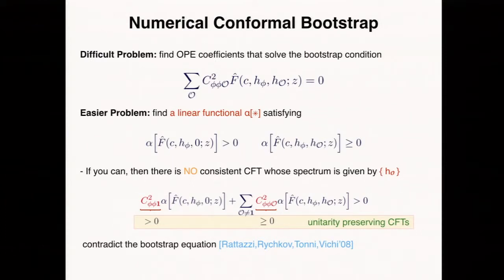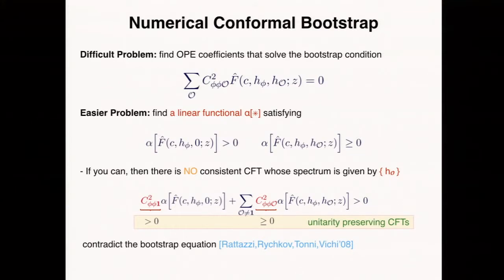And then if we find a linear operator such that the remaining sum, for every coefficient, because we know unitary theory, this should be positive, and if the difference in conformal blocks under the linear operator comes out to be positive, and we are trying to find such linear functionals. And if we find it, then there's no consistent conformal field theory whose spectrum is given in terms of H and O.